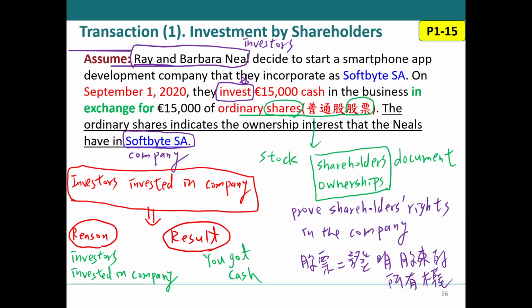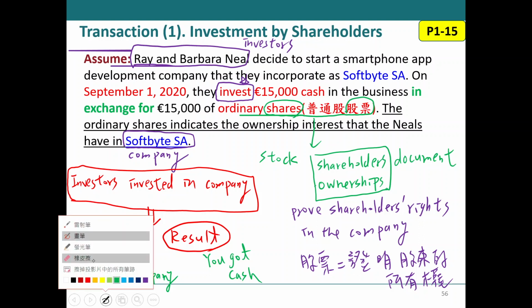Okay, so an investor is investing in the company. Which accounting name do we use? Share capital, right? I told you, the investor is investing in the company, so we use share capital. And you got the cash, no problem, right? So which accounting name do we use? Cash. So based on this, how do we record it?